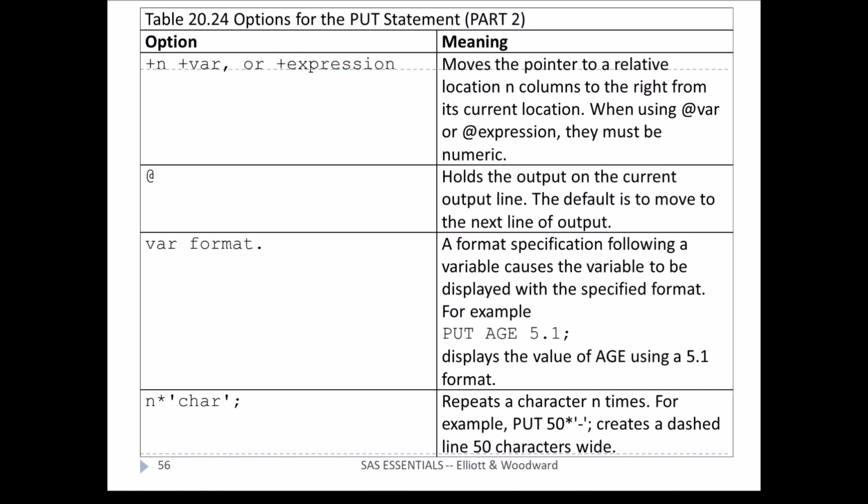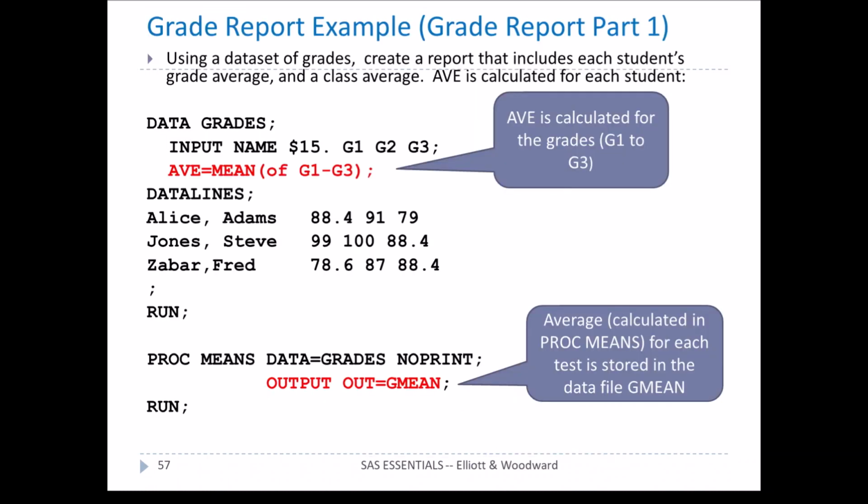We can have the variable as a format, so we can put age 5.1, for instance, to output a variable using a particular format. We can say n star some character. So if I say put 50 star and a dash, it is going to create a dashed line 50 characters wide. All right, so let's look at a specific example.